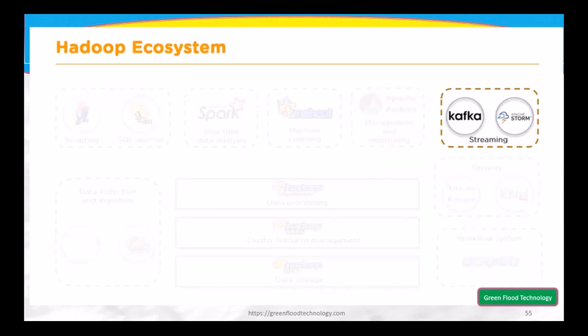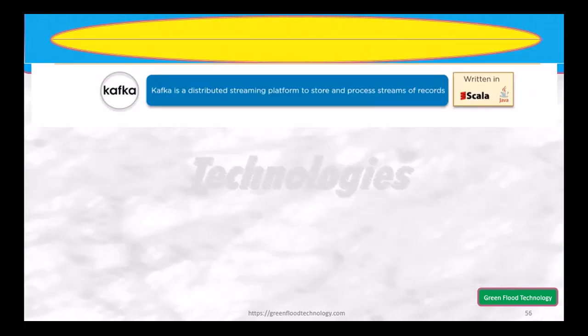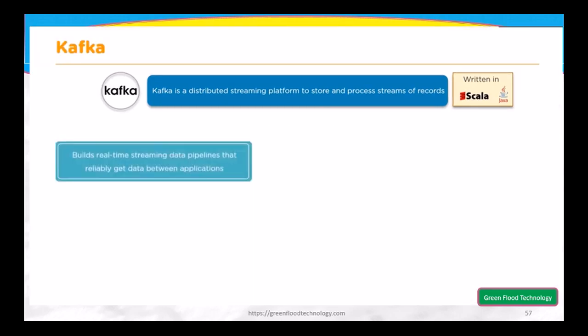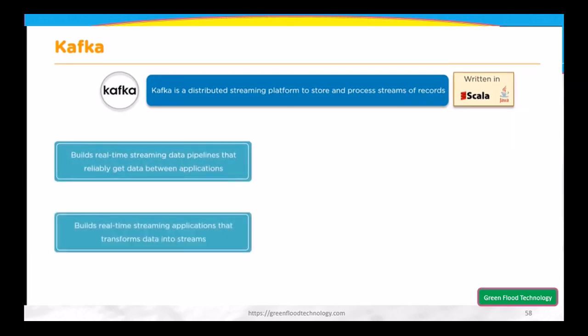Kafka is a distributed streaming platform to store and process streams of records that is written in Scala. Kafka builds real-time streaming data pipelines that reliably get data between applications. A Kafka cluster can store data even for 7 days. From Kafka, we can push to HDFS, and Kafka can also pull data from the flows.